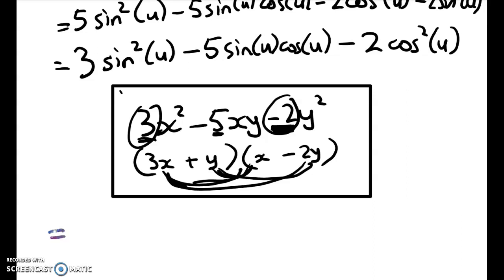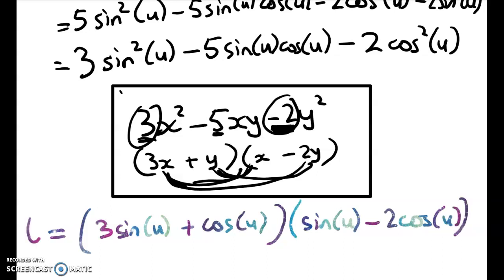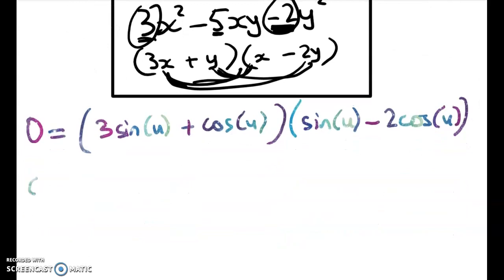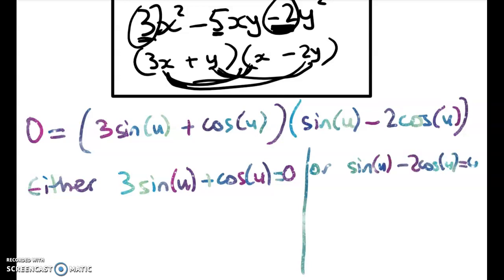Okay, so this equals 3 sine u plus cosine u times sine u minus 2 cosine u. And that has to equal 0. So we're just about there. Either one of those things being 0 will make the whole thing 0. So either 3 sine u plus cos u equals 0, or sine u minus 2 cos u equals 0.